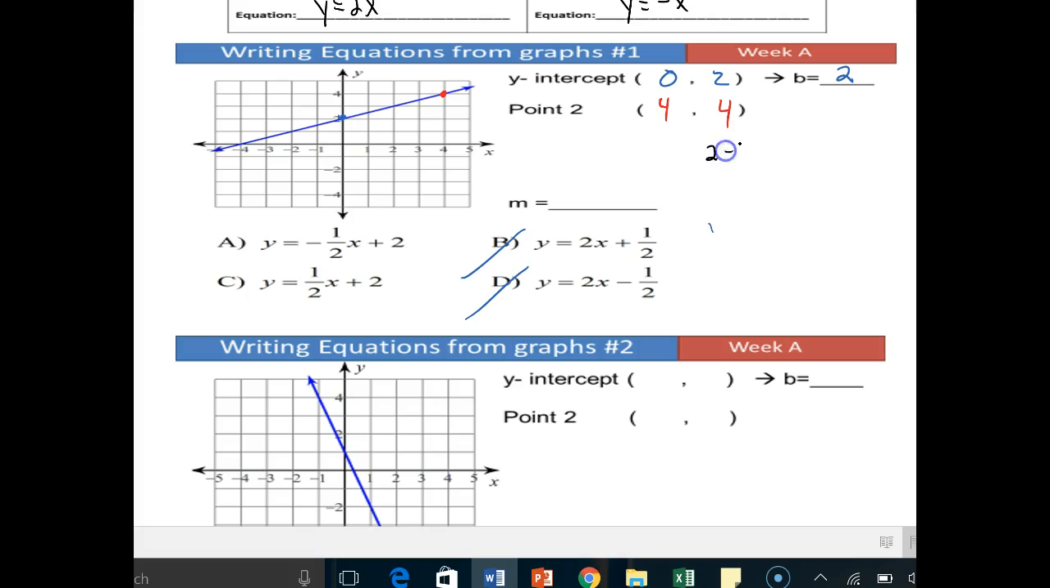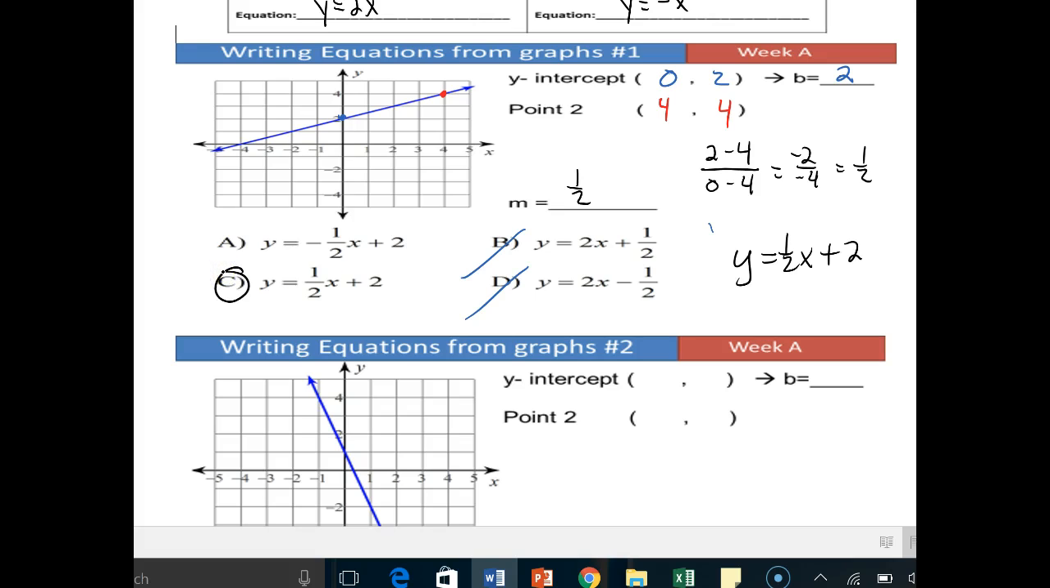So we're going to say (2 minus 4) over (0 minus 4). That gives you -2 over -4, which is +1/2. So you have a b, you have an m. Your equation should read y equals 1/2 x, that's your mx, plus 2, that's your b. So obviously c is your answer.